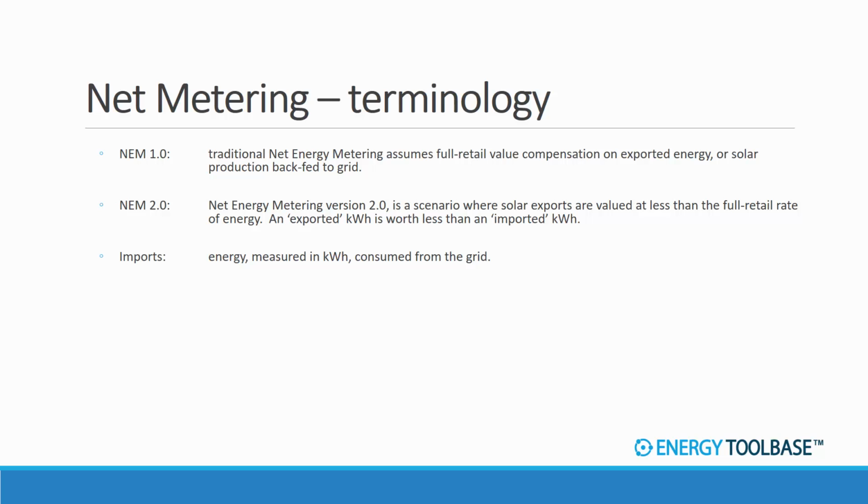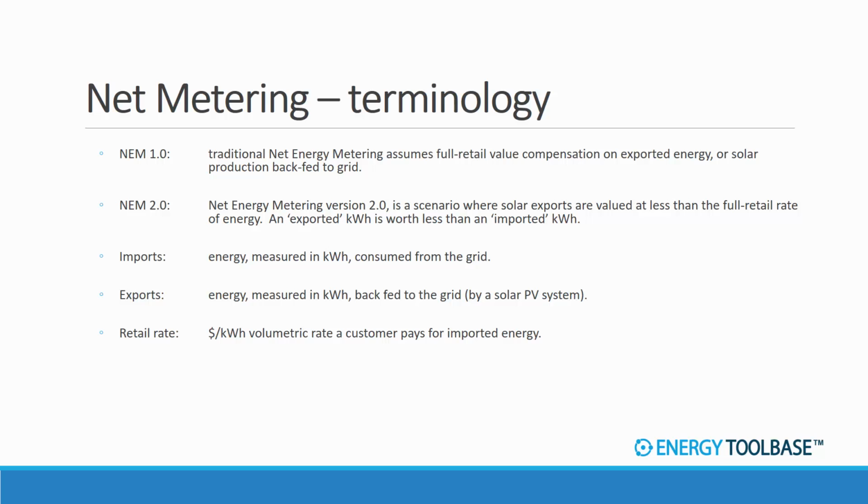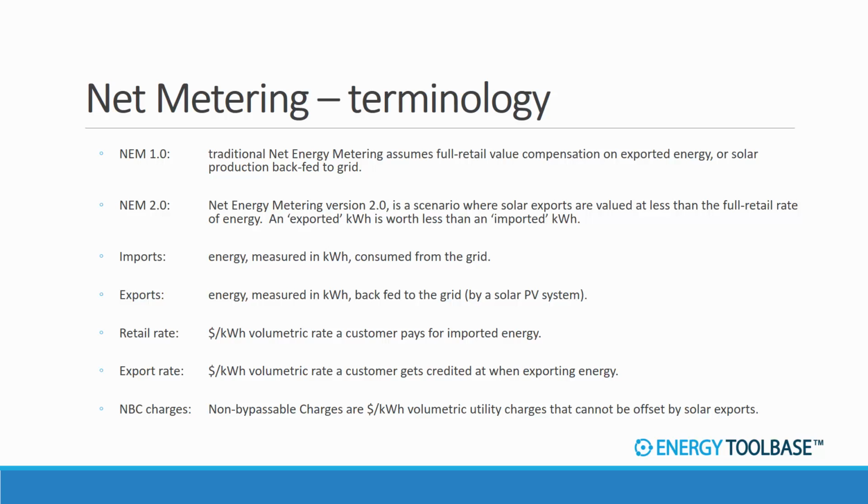Imports is simply energy measured in kilowatt hours being consumed from the grid, and exports is energy being backfed to the grid, generally by a solar system. The retail rate is the dollar per kilowatt hour volumetric rate a customer pays on that imported energy, and then the export rate is simply the dollar per kilowatt hour volumetric rate a customer is getting credited at when exporting energy. And lastly, non-bypassable charges, which we're going to cover pretty extensively later in the video, are dollar per kilowatt hour volumetric utility charges that cannot be offset by solar exports.